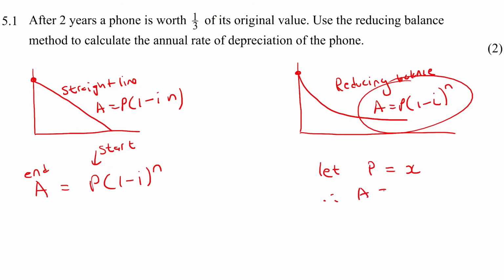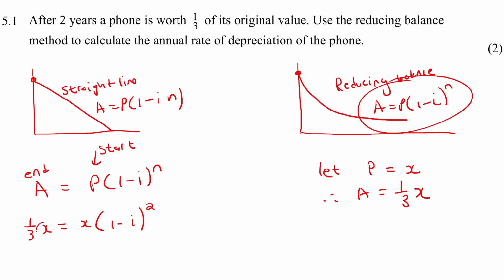Then the ending value would be 1/3 of that, so it would be 1/3 x. So you're going to say 1/3 x equals x(1 minus i) and then how many years? 2 years. We're not doing compounding monthly or anything, so we're not going to put a 12 there. We're just going to leave it like that.